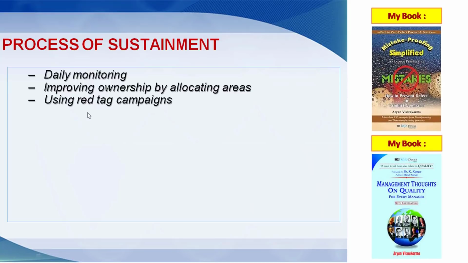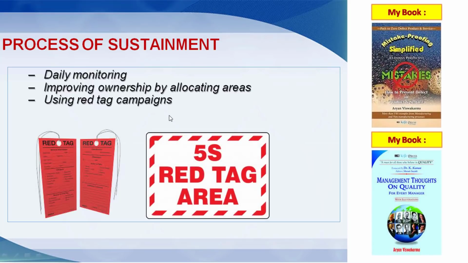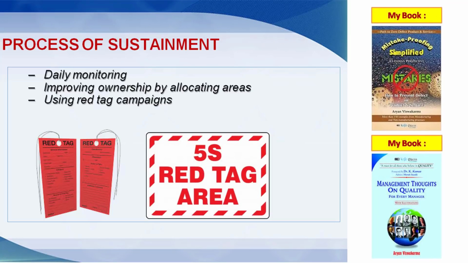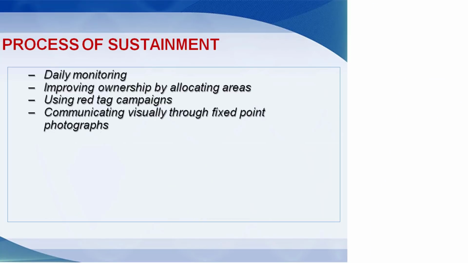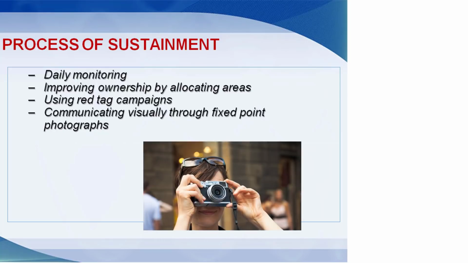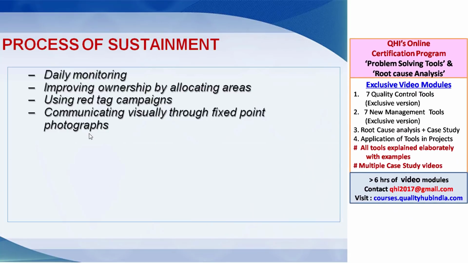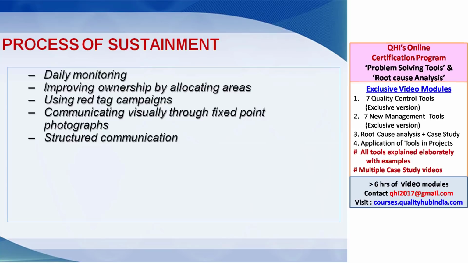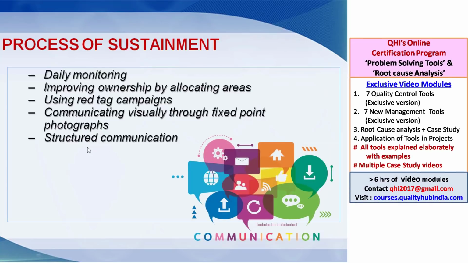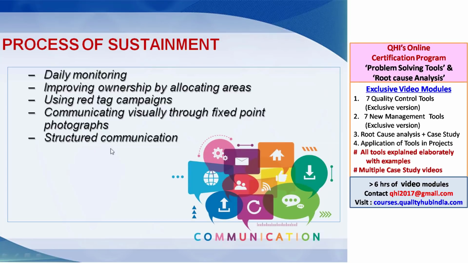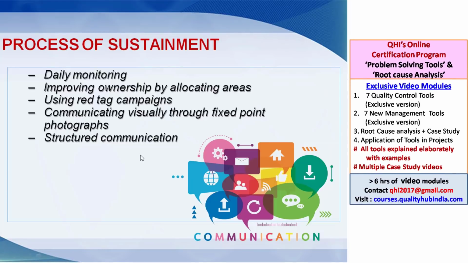You can also run red tag campaigns in 1S. Identify all unwanted materials, keep them in red tag area and tag them. You can communicate importance of 5S, and you can also communicate by taking pictures through fixed point photography. You can take a before picture and after making improvement, you can take an after picture and compare before and after and show improvement. You can also use structured communication through various bulletin boards, email communication, toolbox talk, town hall meeting.